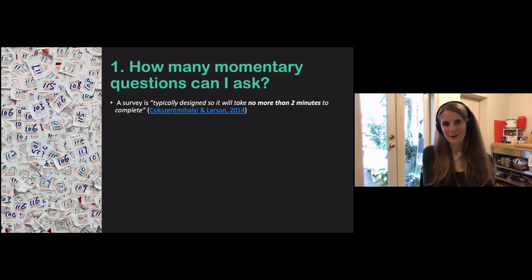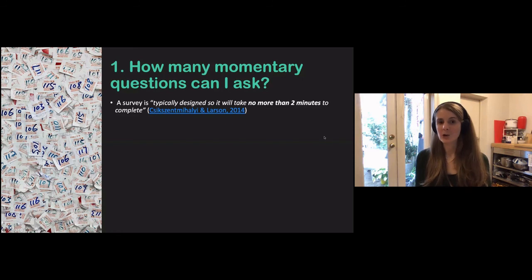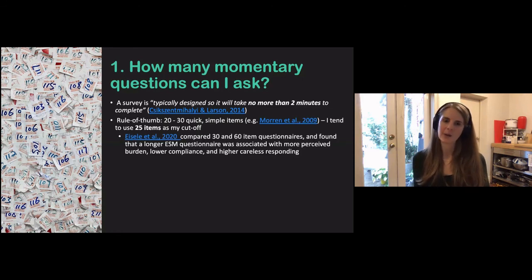The first question I often get from people, I haven't had it today, but this is something people always ask me: how many questions can I ask in ESM? One of the first ESM papers, reprinted in 2014, suggested that you don't want to have something that'll take more than 2 minutes to complete. So what does it actually look like? Well, a good rule of thumb is 20 to 30 quick, simple items. I tend to use about 25 items as my cutoff, but that is a higher cutoff. If you have something that's more complex, you want to go lower.